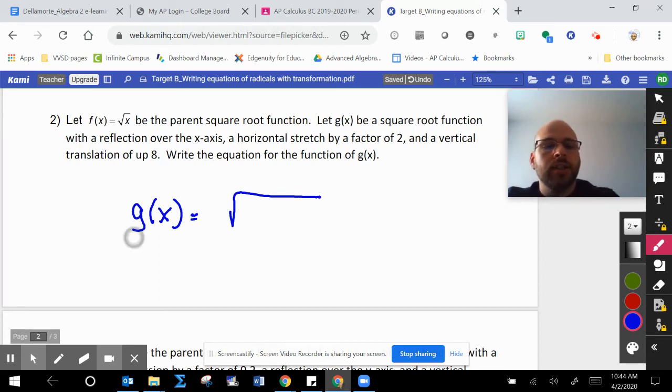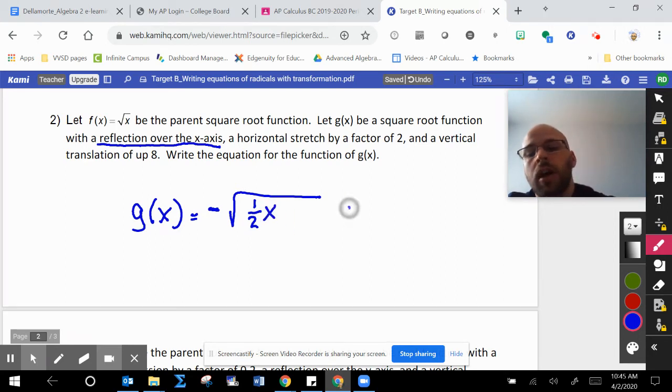Now it says I have a reflection over the x-axis. If I have a reflection over the x-axis, that's going to be a vertical reflection. That's going to have to be a negative on the outside. I have a horizontal stretch by a factor of 2. Again, that's a dilation, so it's got to be a multiplier. It's horizontal, so it's got to be a multiplier on the inside. And remember, anything on the inside, we do the inverse. So the inverse of multiplication would be division, or in this case, I'm going to multiply by a fraction of 1/2 x, and then a vertical translation up 8. So then at the end, I would put a +8.